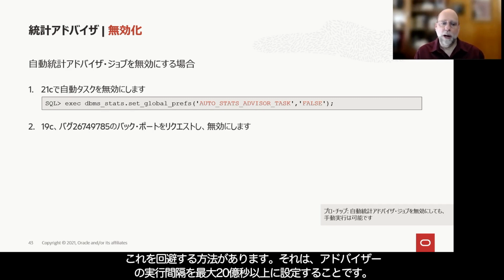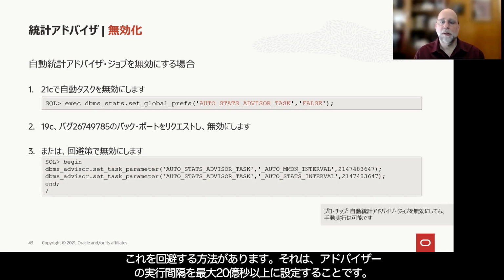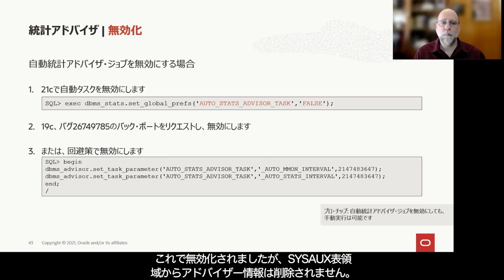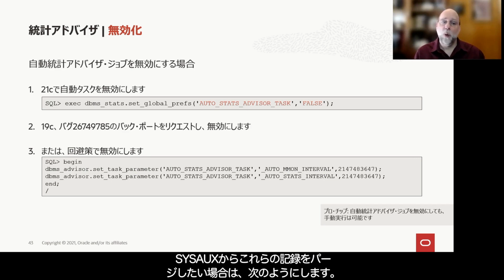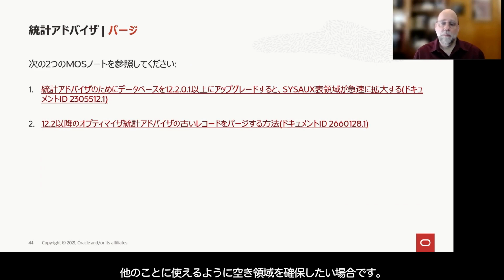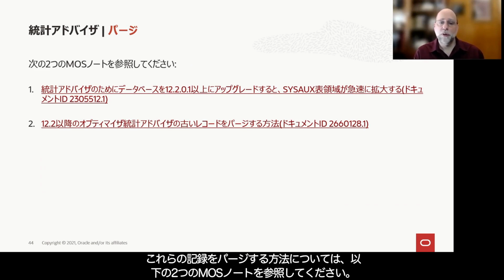There is a workaround of how you can do that, which is to simply set the advisor interval to be that maximum 2 billion plus seconds between running. And that means that it's really not going to run again in your lifetime. Now, once we've disabled it, that does not delete the advisor information from your sysaux tablespace. If you want to purge those records from sysaux and give yourself some free space for other things to use, then you could refer to these two MOS notes about how to purge those records.